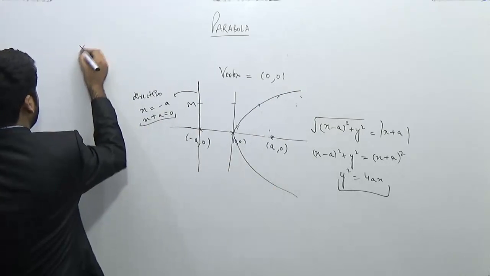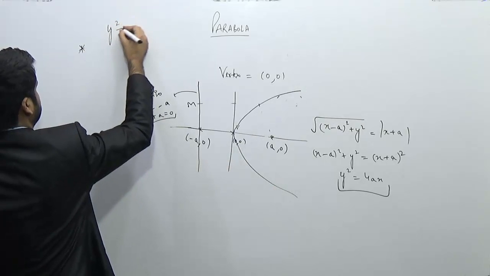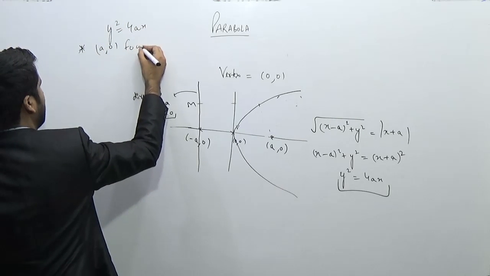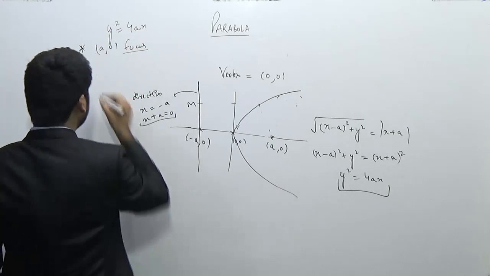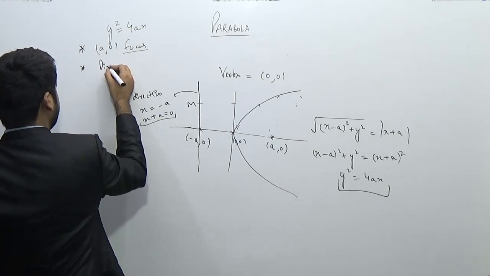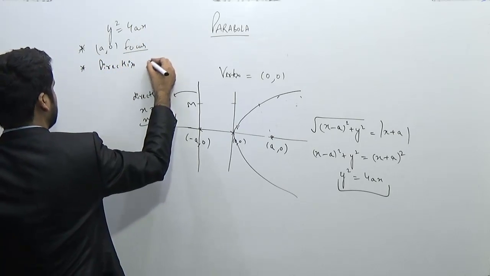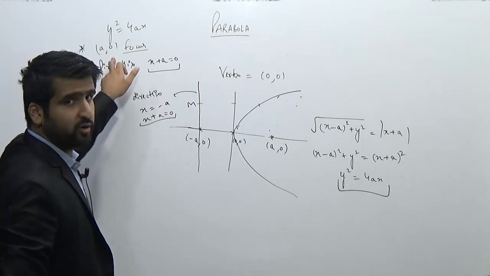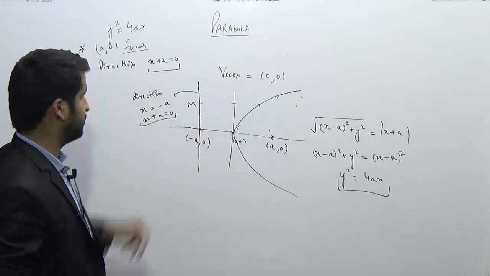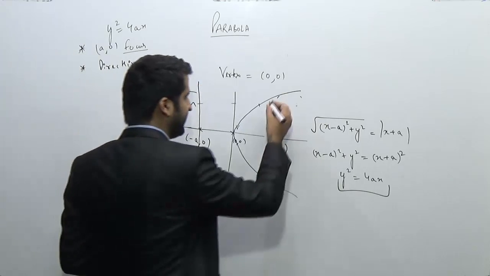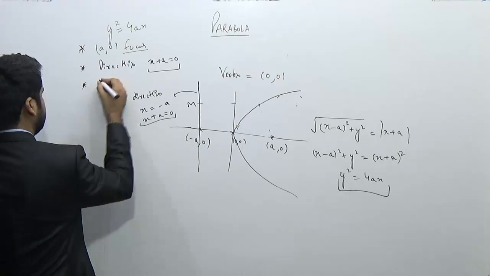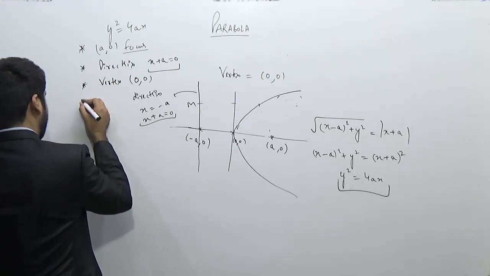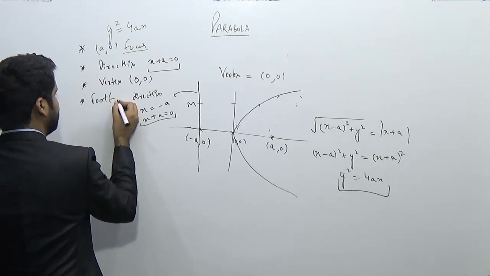The first detail is that the focus of the parabola y square is equal to 4ax lies on a, 0. So a, 0 will always be the focus of this parabola. And the directrix of this parabola will always be x plus a is equal to 0. Right? So I know the focus is a, 0, and the directrix is given by x plus a is equal to 0. Now next thing, and also the vertex, that is pretty much obvious. The vertex is 0, 0 and this foot is minus a, 0.